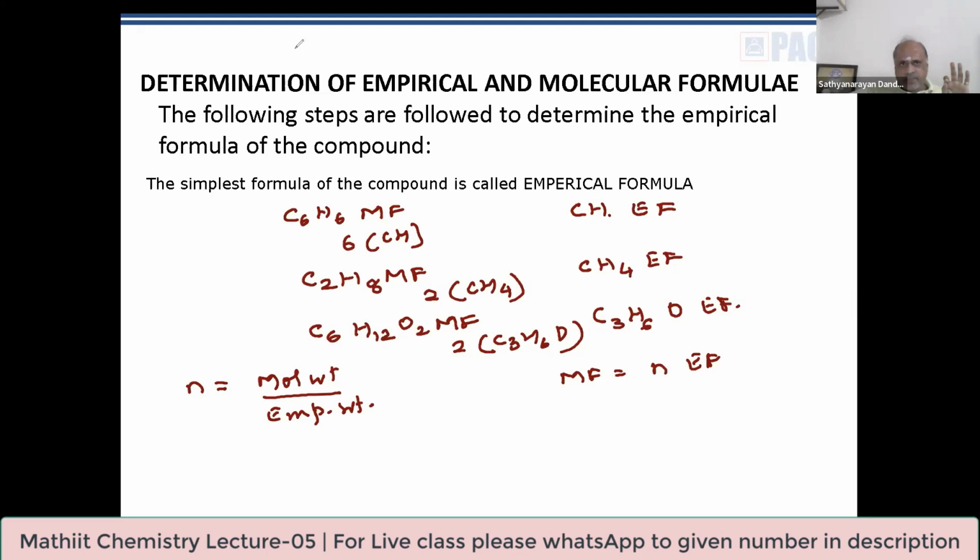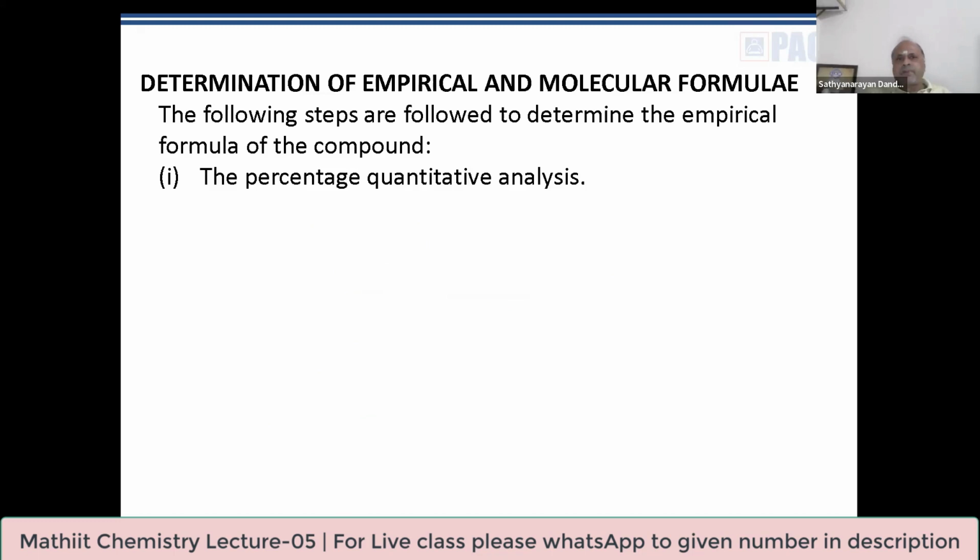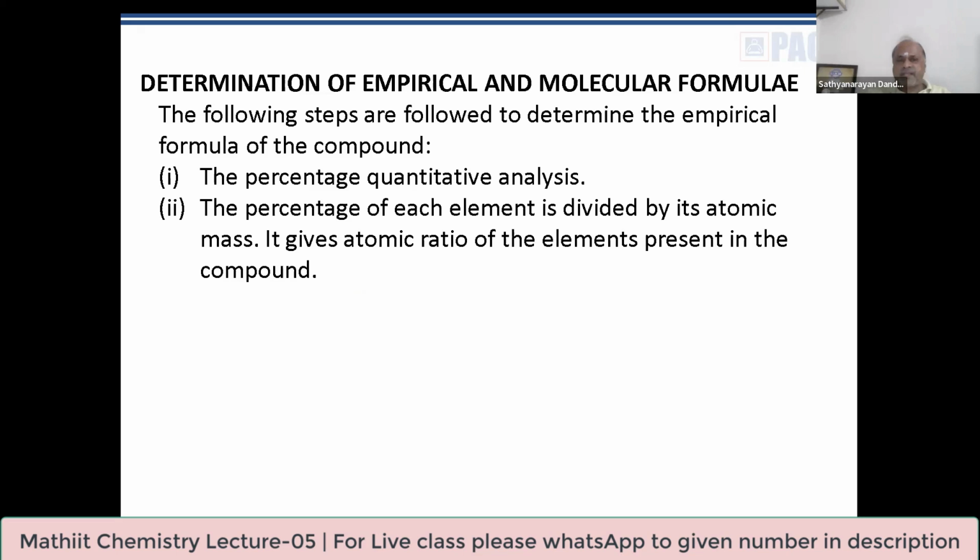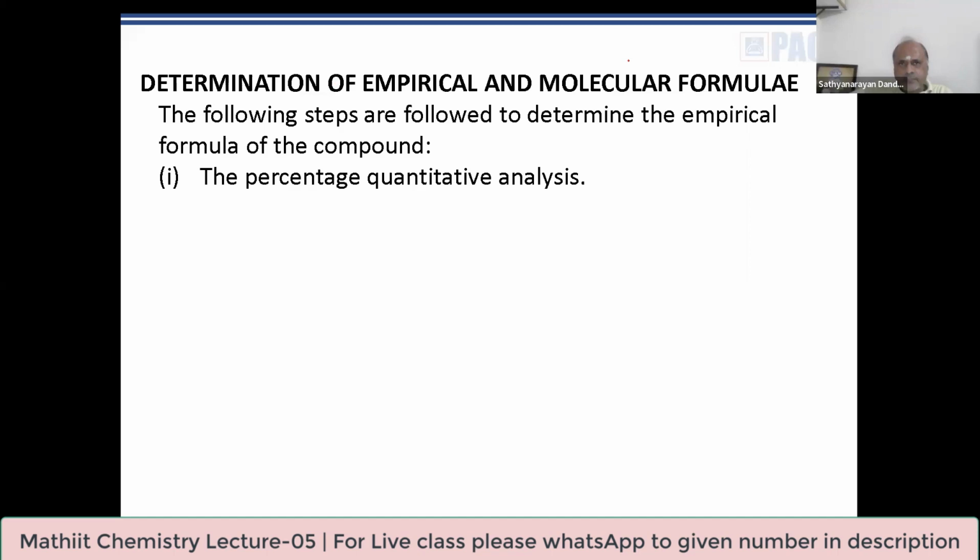Look at this. The percentage quantitative analysis is given. From the percentage, get the atomic ratio. How? Before that, tell me, students, supposing I have C is to H ratio by mass equal to 3:1 by mass. I want to find out the formula. So I should know the ratio by atoms.